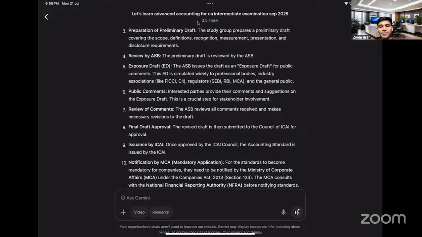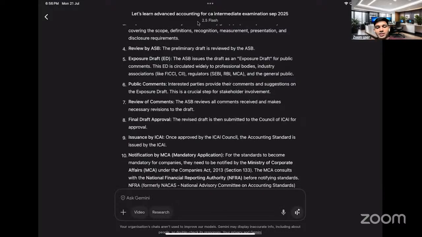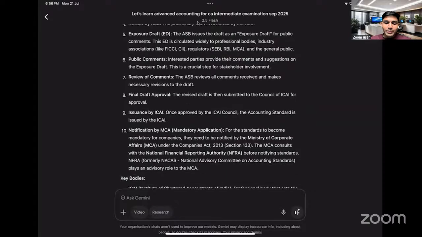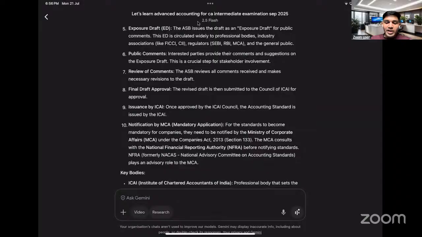Then final draft approval. The revised draft is then submitted to the Council of ICAI for approval. Issuance by ICAI. Once approved by ICAI Council, the accounting standard is issued by the ICAI. Notification by MCA. Mandatory application. For the standard to become mandatory for companies, it needs to be notified by the Ministry of Corporate Affairs, that is MCA, under the Companies Act 2013.